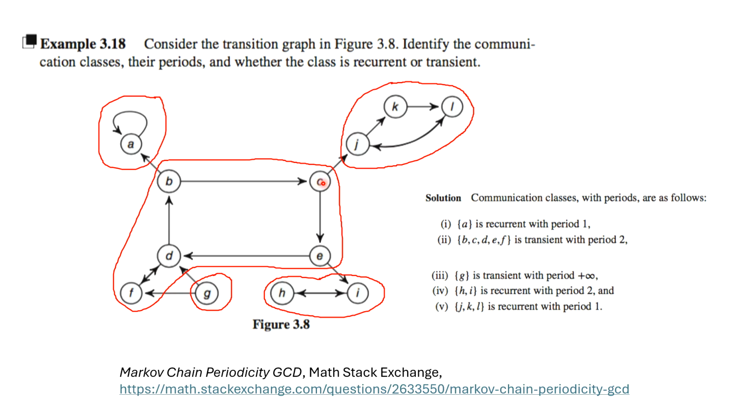C is similar. For F, the period is 2. So the period of this communication class is the GCD of the periods of these different states, and that would be 2. G is transient, and you can never come back, so there's no period. It's basically infinite. So that's why we have infinite here for the period. H and I, the period is 2, right? You leave and come back, leave and come back. And then J, K, and L, the period is 1.